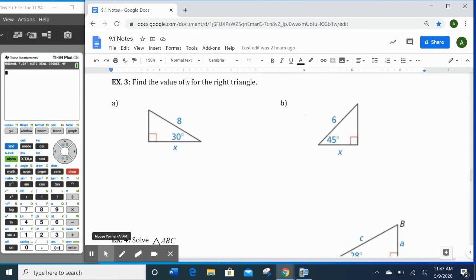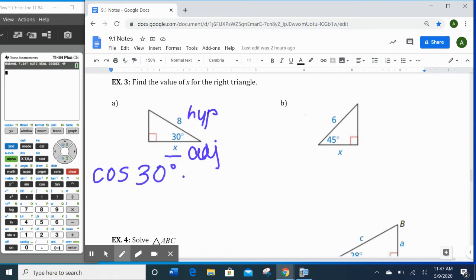So they want to know what, in part A's case, is this adjacent side, and they give me the hypotenuse. So I need to pick a trig function that uses adjacent and hypotenuse, and you actually have two choices. I would stick with sine, cosine, and tangent, but you can use whichever one is easier for you. I'm going to use cosine. So the cosine of 30 degrees is going to be the adjacent over the hypotenuse, which is x over 8.